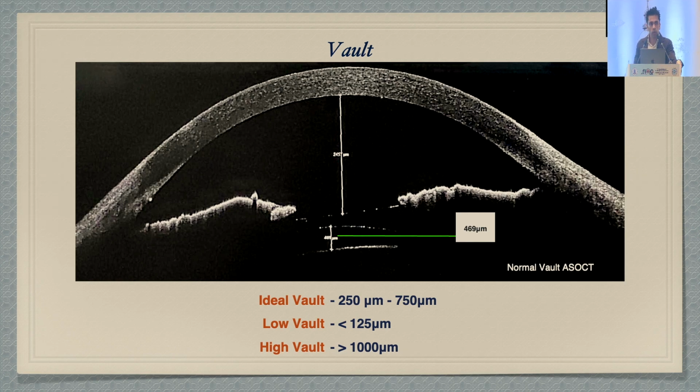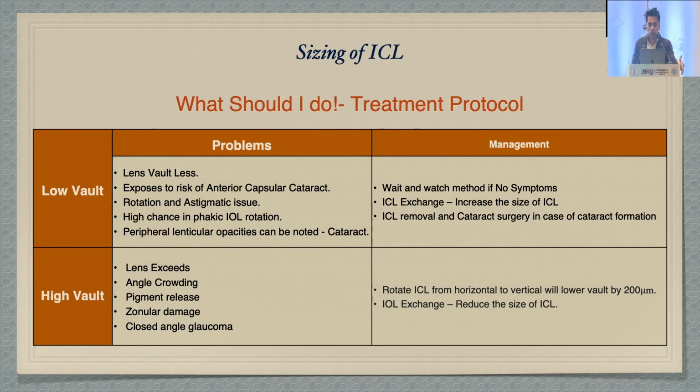Vaulting is extremely important, and for which sizing is key. The ideal vault you want to reach is 250 microns to 750 microns. The low vault is below 125 microns, and a high vault is 1000 microns or 1 millimeter or more. So this is the thumb rule which you want to use. The sizing, what should I do? What should the treatment be in any case?